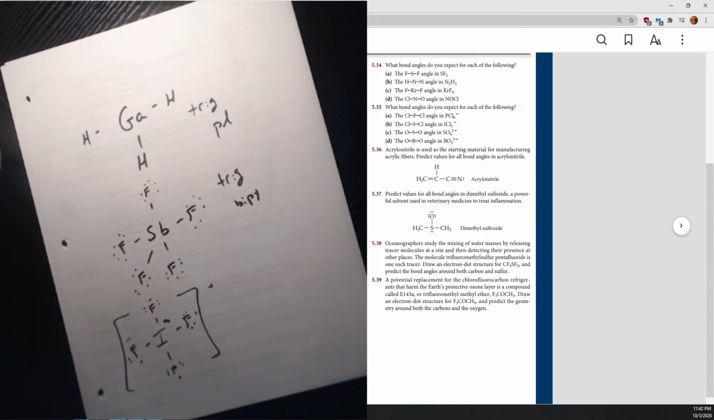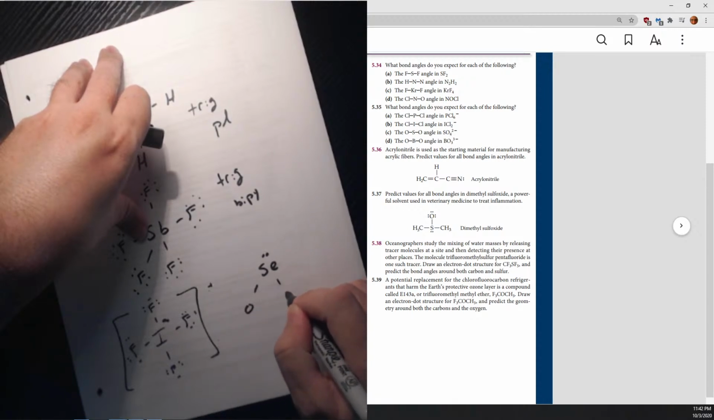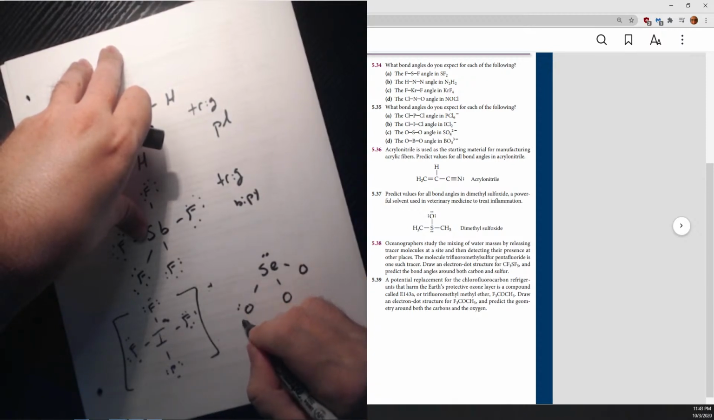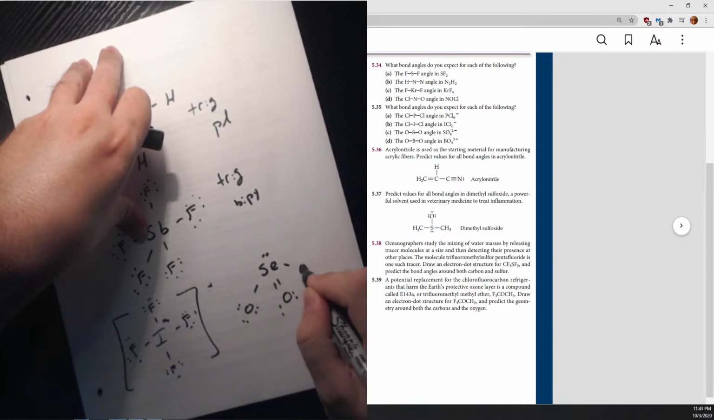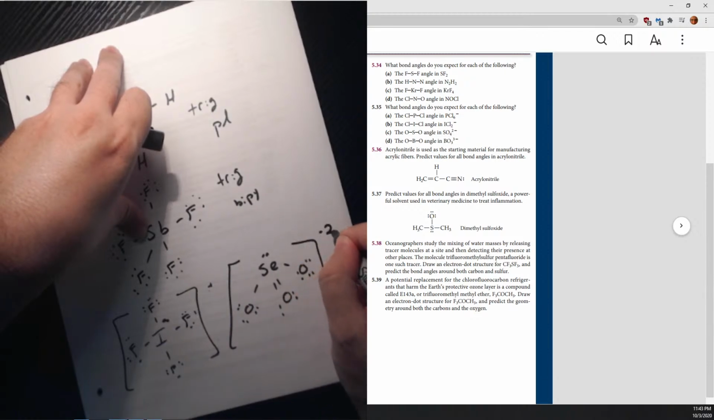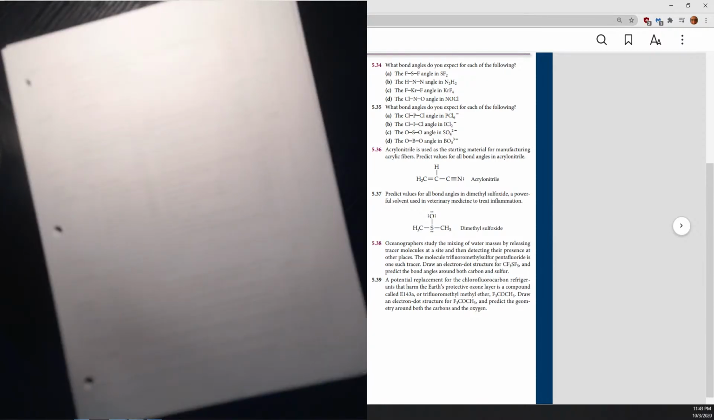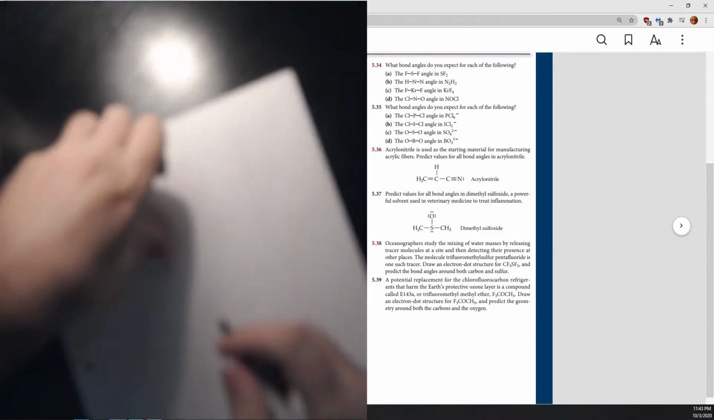SeO3 2 minus. So let's see, that's 18, 24, 26 total electrons. So that is going to be trigonal pyramidal. And it will also have resonance. They're not asking you to check formal charges on this one, but I'm going to go ahead and do that because I can.